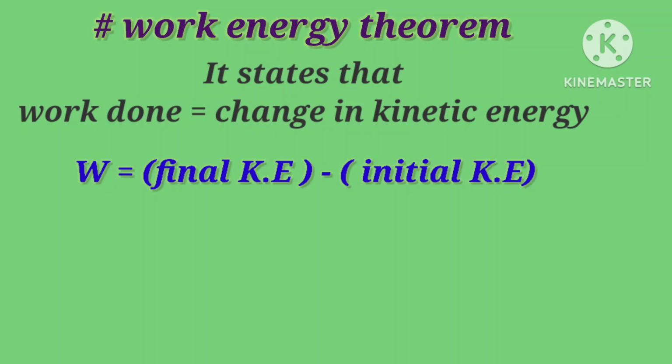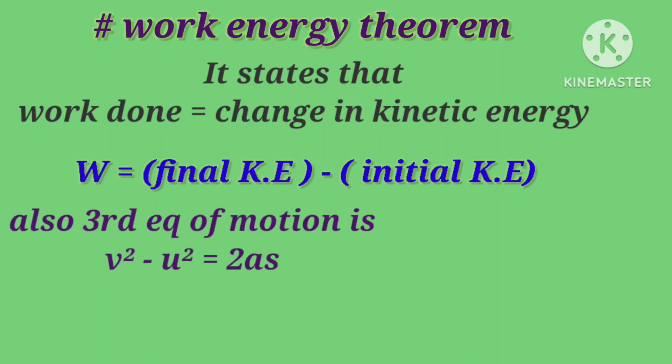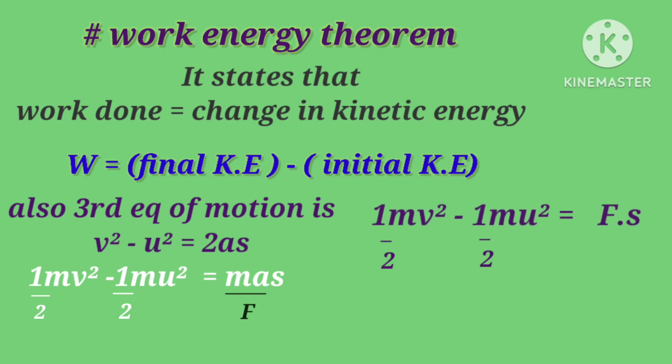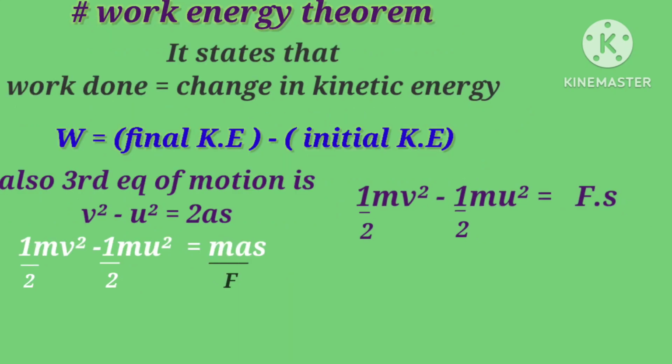As we know, the third equation of motion is v square minus u square is equal to 2as. Let's take 2 to the left side: we have v square minus u square divided by 2 is equal to as. Now multiplying by m on both sides, we have 1 by 2 mv square minus 1 by 2 mu square is equal to mas. As we know that ma is the formula for force, therefore we have half mv square minus half mu square is equal to F dot s. By the way, s here represents the displacement.